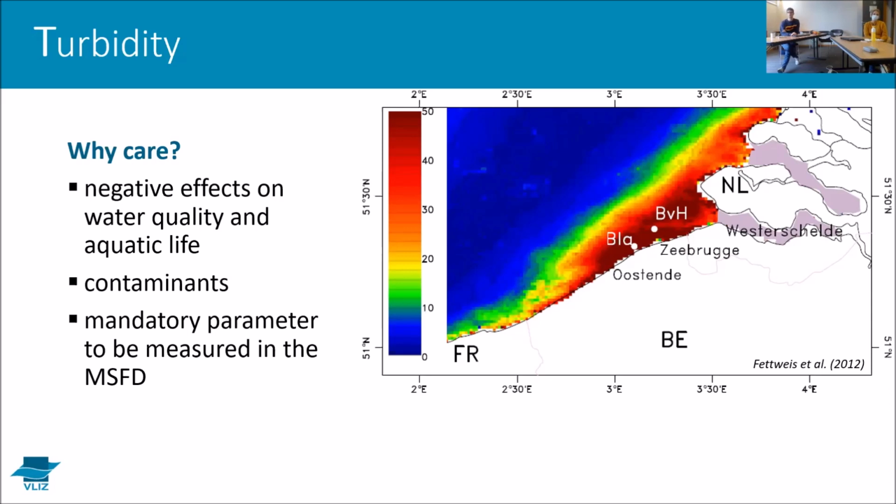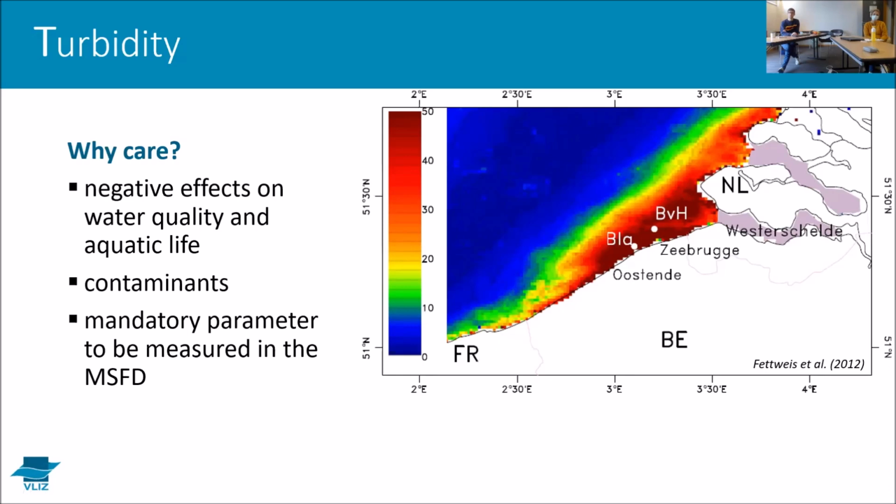In this image, you can see the turbidity within the Belgian part of the North Sea. And you can see that close to the Scheldt River and close to the coast, there is a high turbidity, and then it diminishes gradually going offshore.